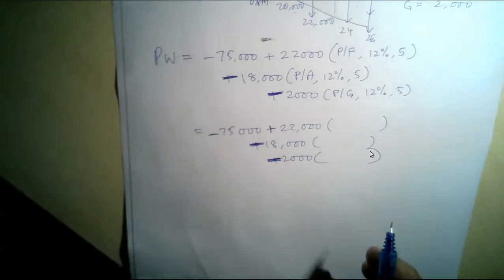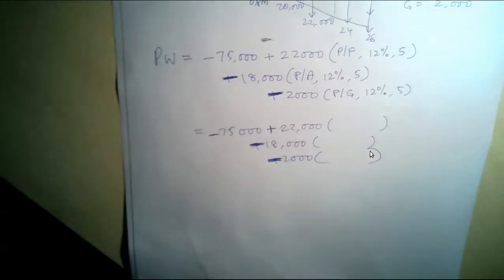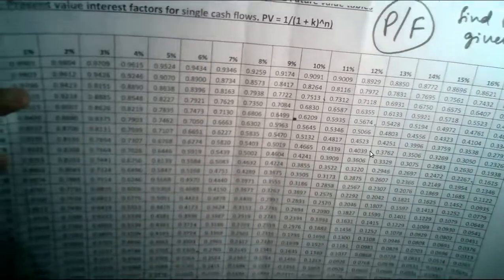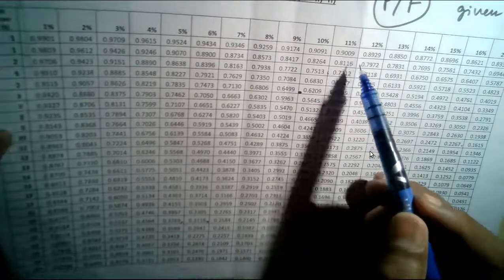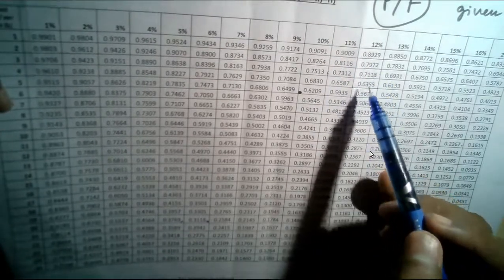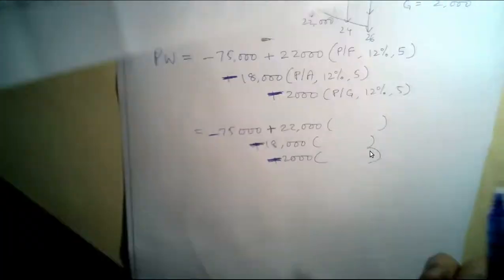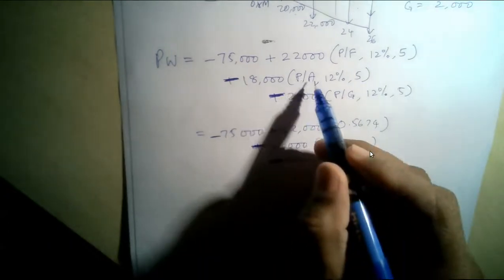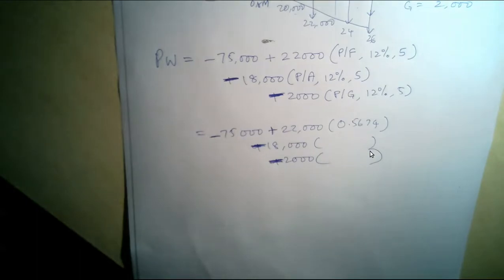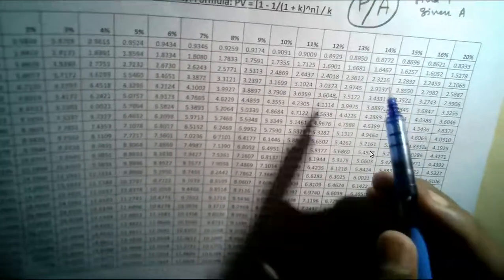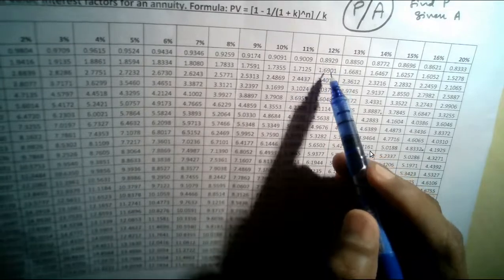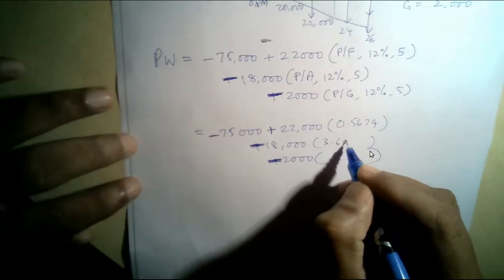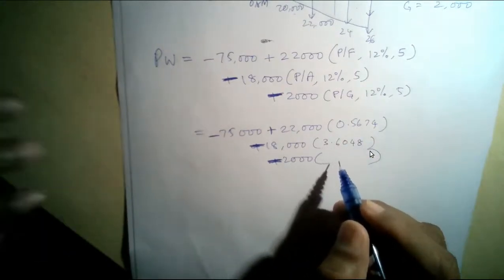So let us now refer to the tables. First one I want to refer is P by F, 12%, 5 years. This is my P by F sheet: 12%, 5 years, 0.5674. For this one I want to refer to P by A. Again P by A, 12%, 5 years, is 3.6048. Then I want to refer to P by G.